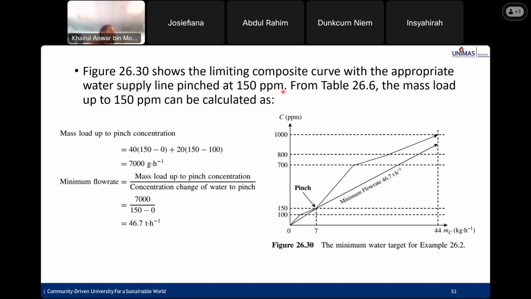Figure 26.3 shows the limiting composite curve with the appropriate water supply line pinched at 150 ppm. From table 26.6, the mass load up to the pinch concentration can be calculated as 40 times 150 plus 20 times (150 minus 100). So you get 7,000 gram per hour. The minimum flow rate is 7,000 divided by 150. This is how you calculate it.